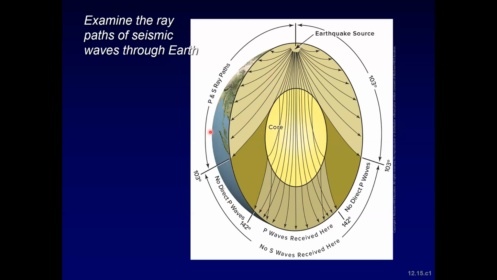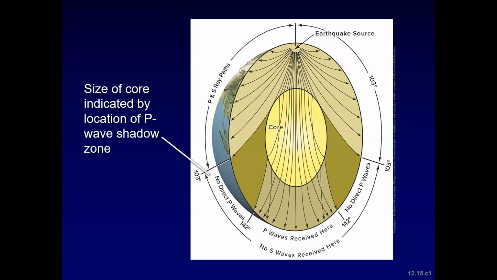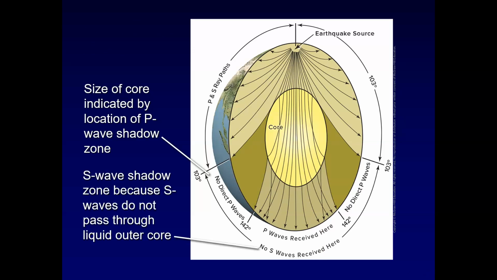What we end up having with that is a shadow where the P waves and the S waves could not travel. And geologists actually use the shadow information to determine the size and the nature of the Earth's core, which is pretty cool. So the size of the core is indicated by the location of the P wave shadow zone. And the S wave shadow zone is here because S waves do not pass through the liquid outer core.